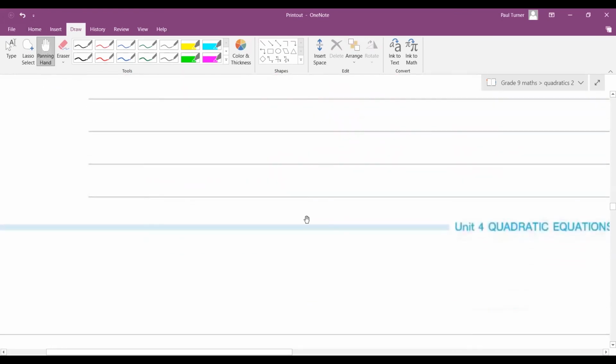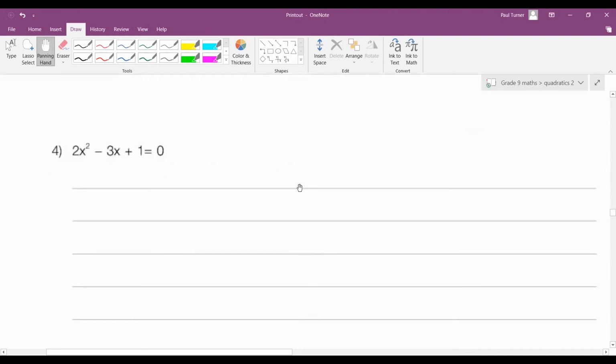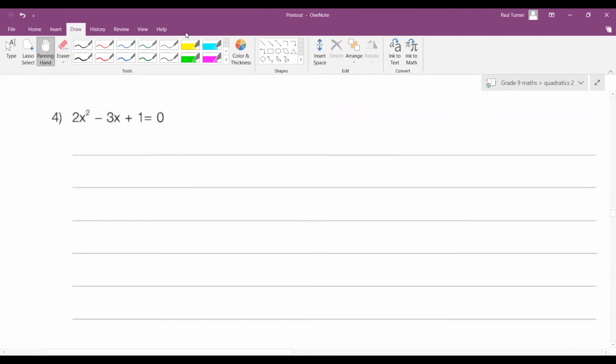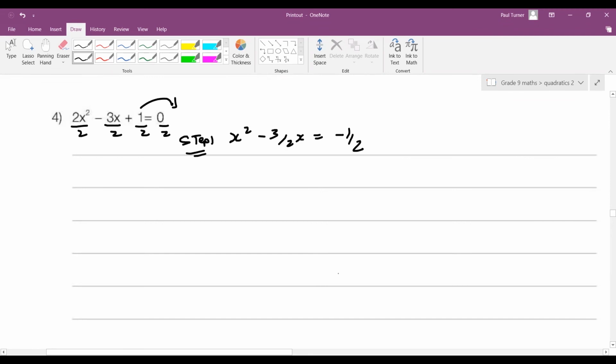We have 8 minutes, so only about 5 minutes to do this one. In this question, remember to divide everything by 2 first. I'll start you off. You'll have x squared minus 3 on 2x equals minus a half. That would be my first step. So start there. Work on your book or your tablet, and I'll share the question on the item pool.